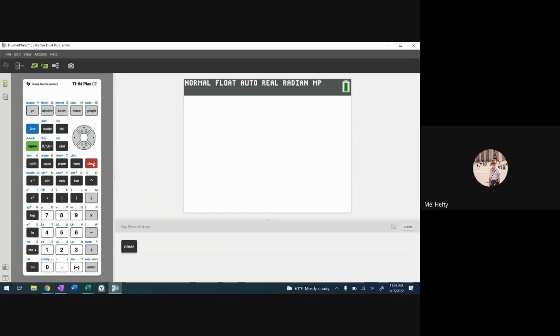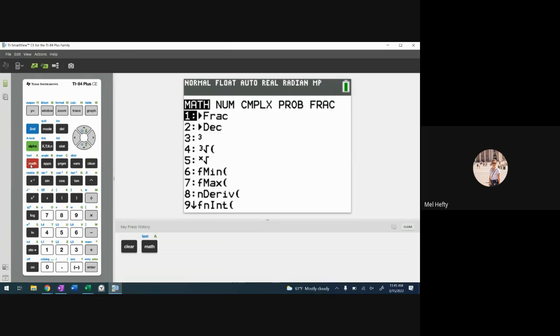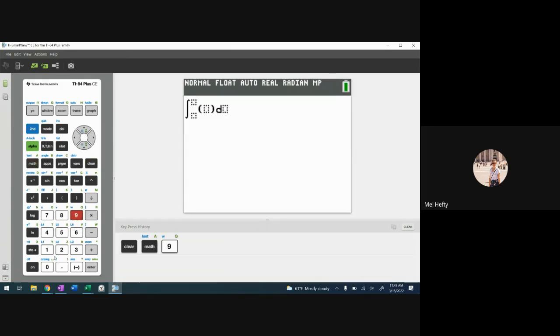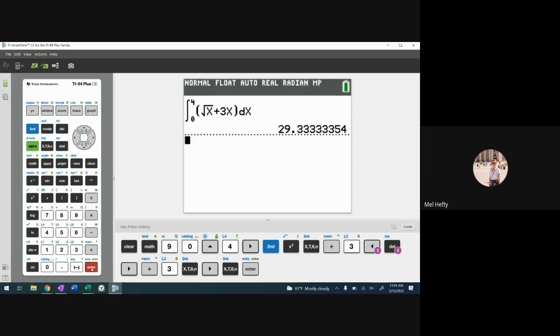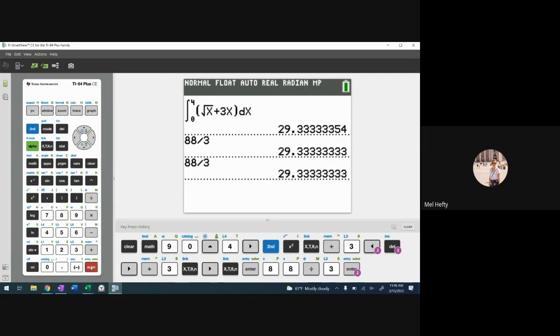So here, anyone remember where I went to get an integral? Math 9. All right, I can type this in: 0 to 4, square root x, plus 3x. Oop, not like that. X root x plus 3x. Sick. And enter. All right, looks like it's rounding towards the end, so I'm just going to type in 88/3 to compare instead, and I get the same number.